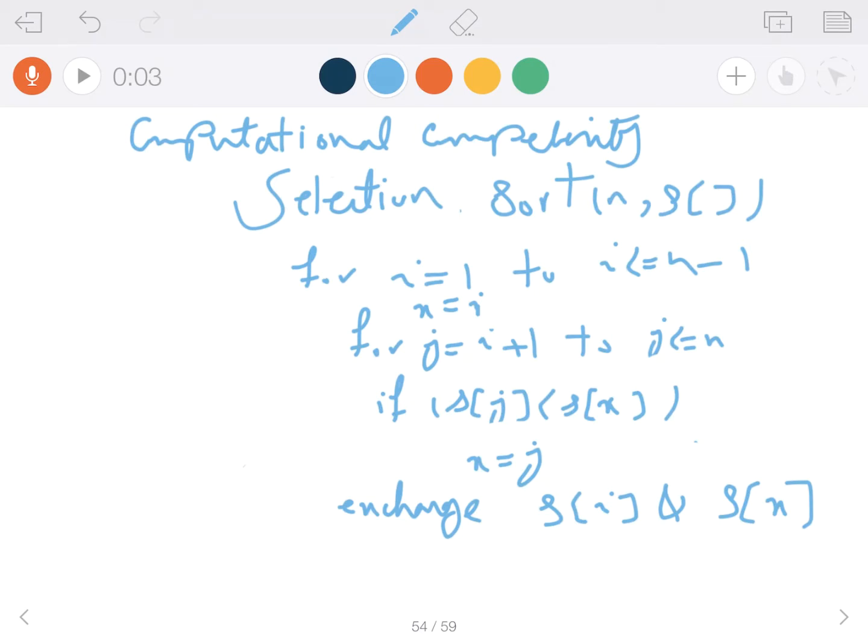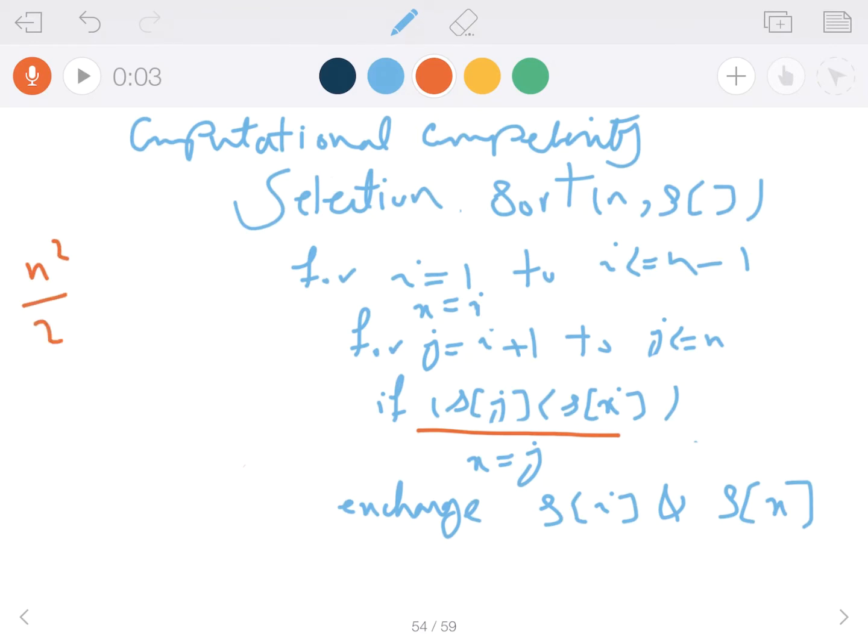So as you see, i goes from 1 to n minus 1, and j goes from i plus 1 to n. This if condition here, no matter what the output is going to be, we'll have these comparisons. So similar to what we had for the exchange sort, the worst case is going to be n squared divided by 2. And again, it's not hard to see that.